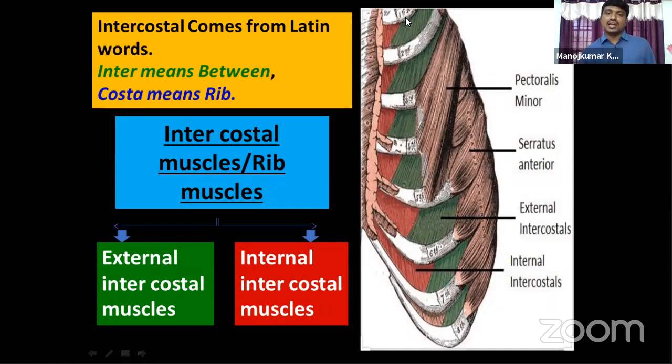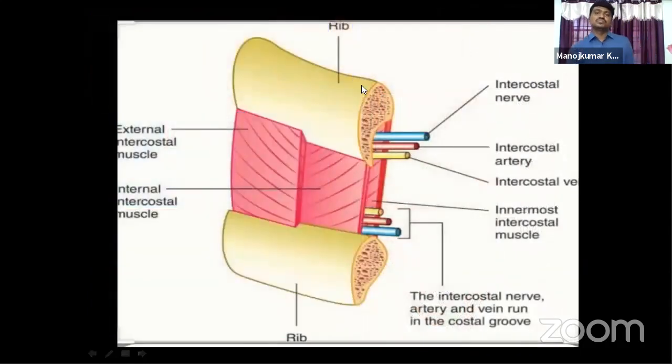We have 12 pairs, and in between them you see some colored portions, like red, slightly green, and brown. These are the muscles that extend between the rib bones. If you see in this picture, it is very clear. This is one rib, and this is another rib. In between these two ribs is the fleshy part. These are the muscles located between two successive ribs.